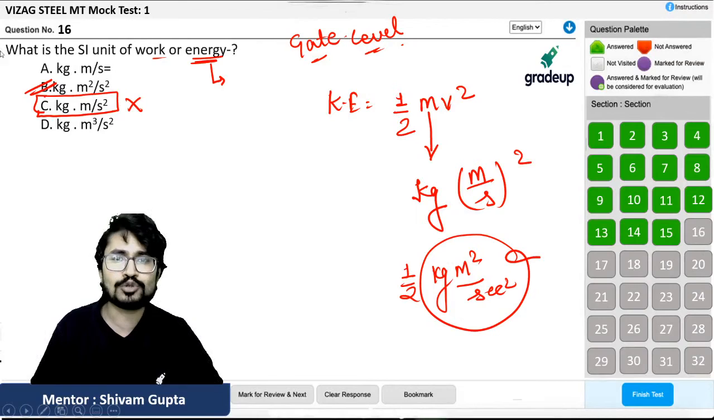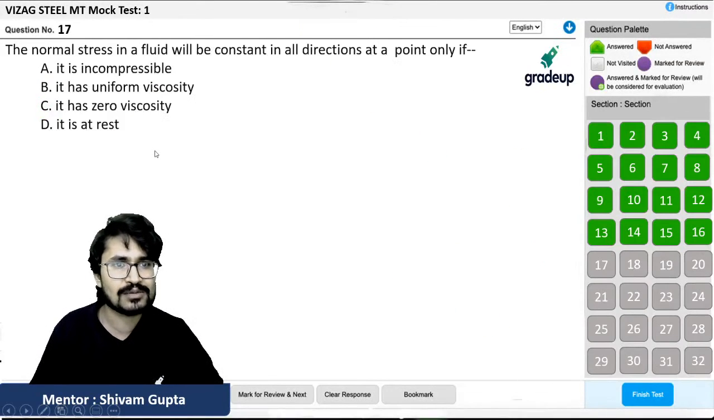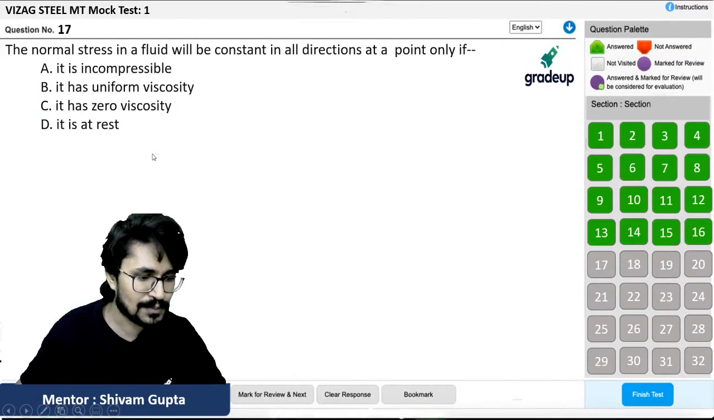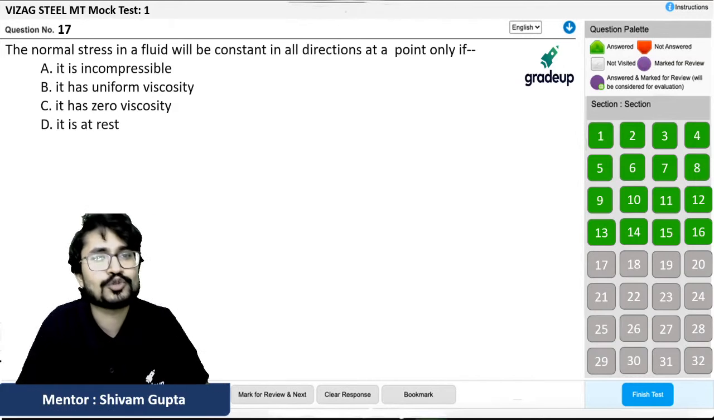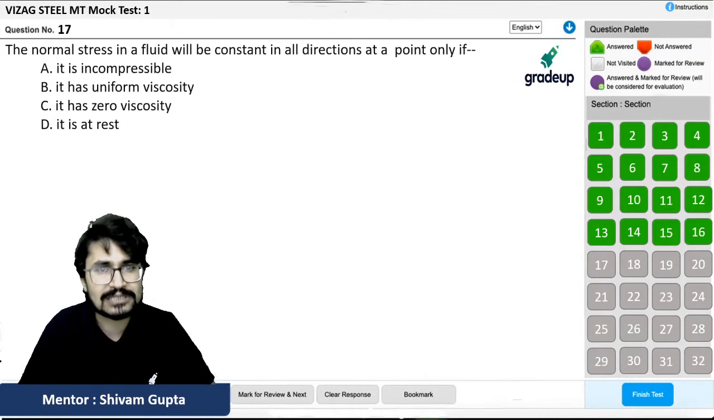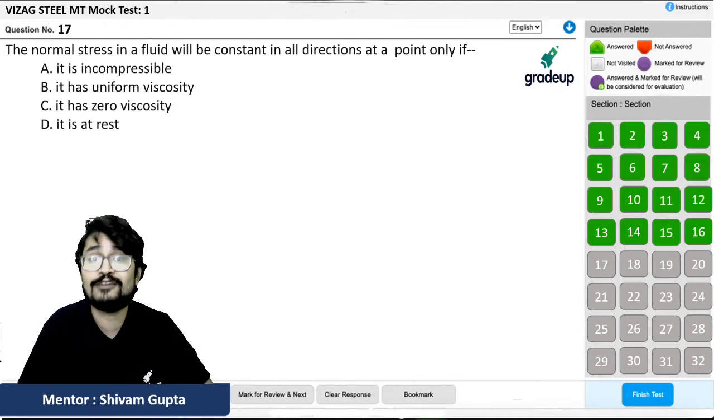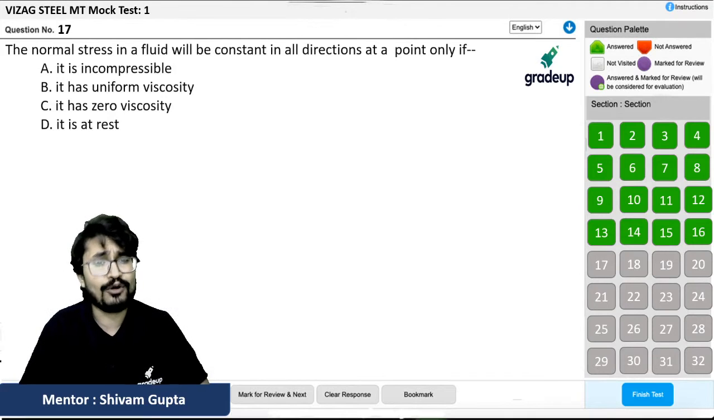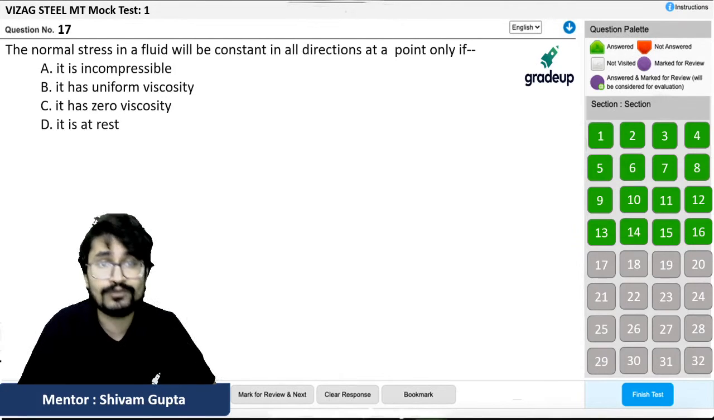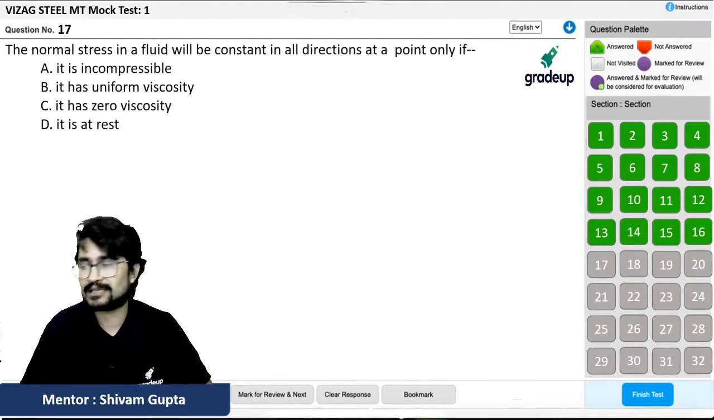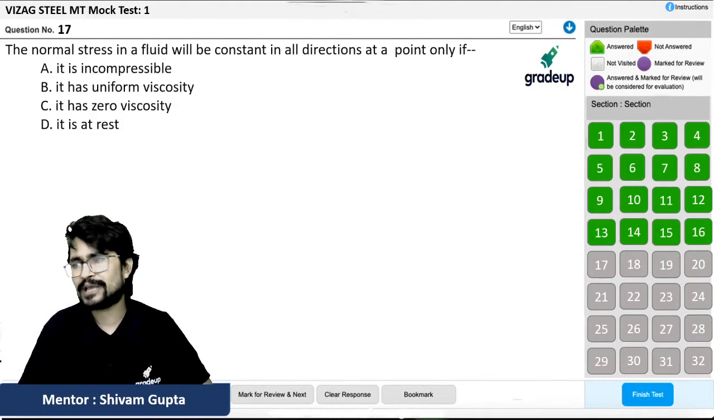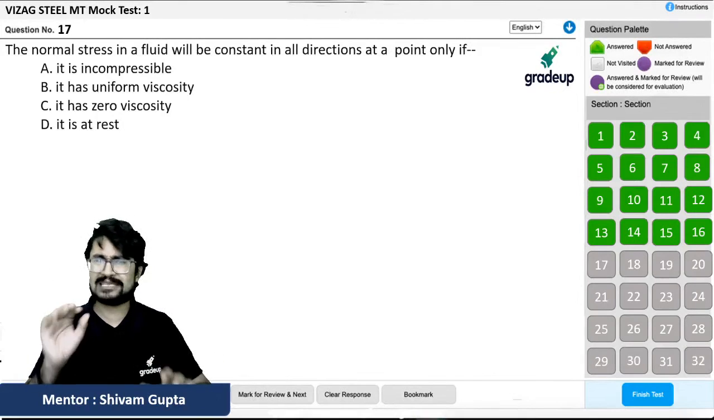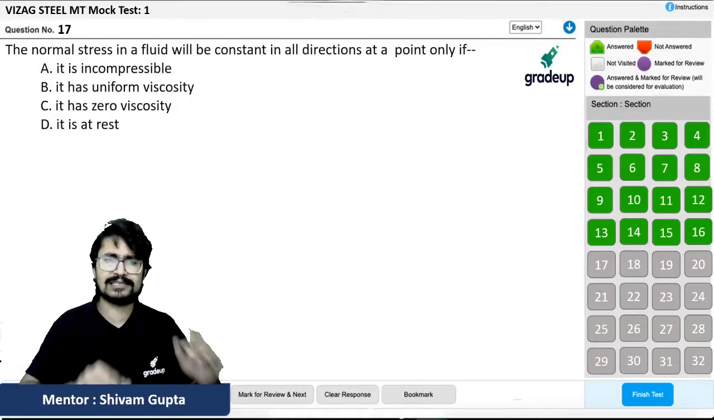Okay, now coming to the next question. Next question on your screen. आ जाए मेरे दोस्त, अगला क्वेश्चन आपकी स्क्रीन पर है. The question: normal stress in a fluid will be constant in all the directions at a point if it is incompressible, it has a uniform viscosity, it has zero viscosity, or it is at rest. You can say this is a very easy question. It is not the easiest question, it is an easy question.